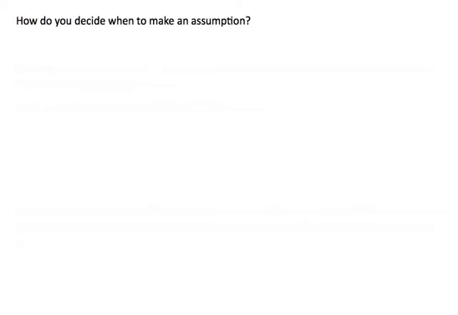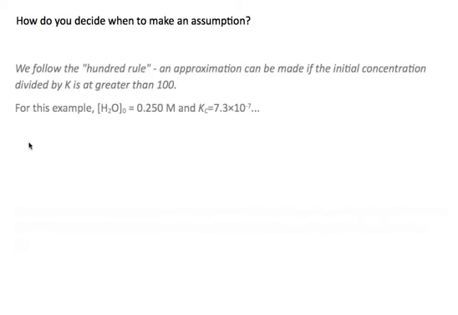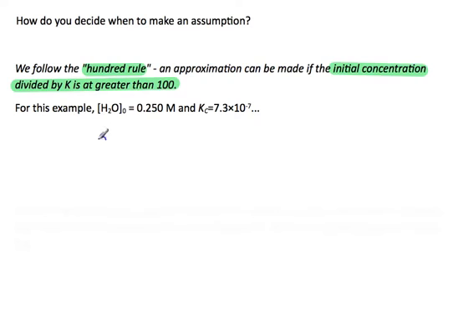So how do you decide when to make the assumption? Well, there's a 100 rule, and so we follow the 100 rule. The 100 rule basically says that if the initial concentration divided by K is greater than 100, you can go ahead and make the assumption. So in this particular example, initial concentration divided by K, if that number is greater than 100, we can make the assumption. That number is in fact 342,000 something.